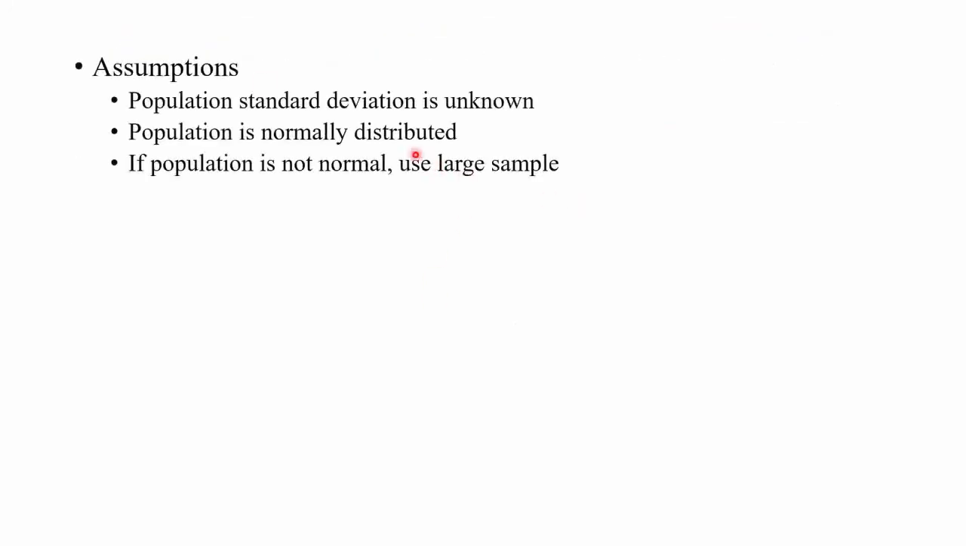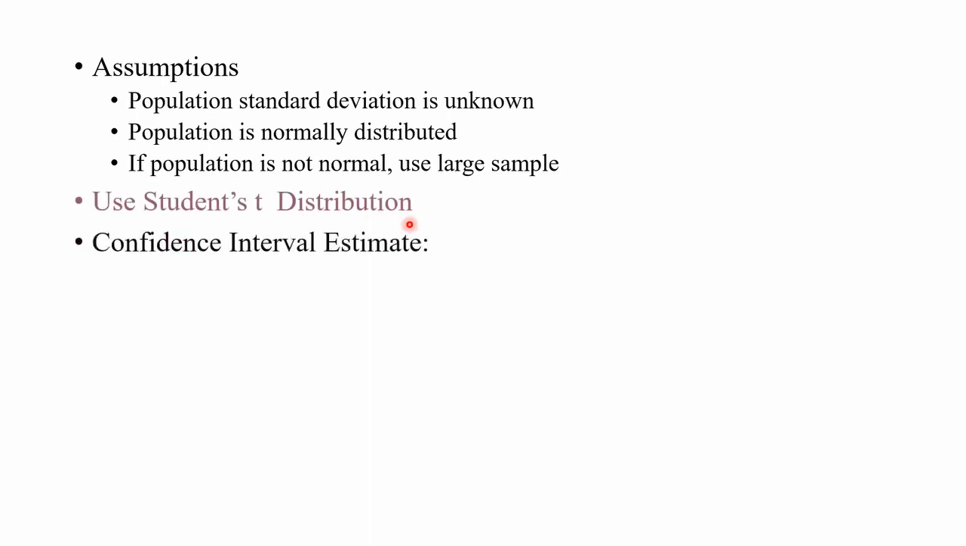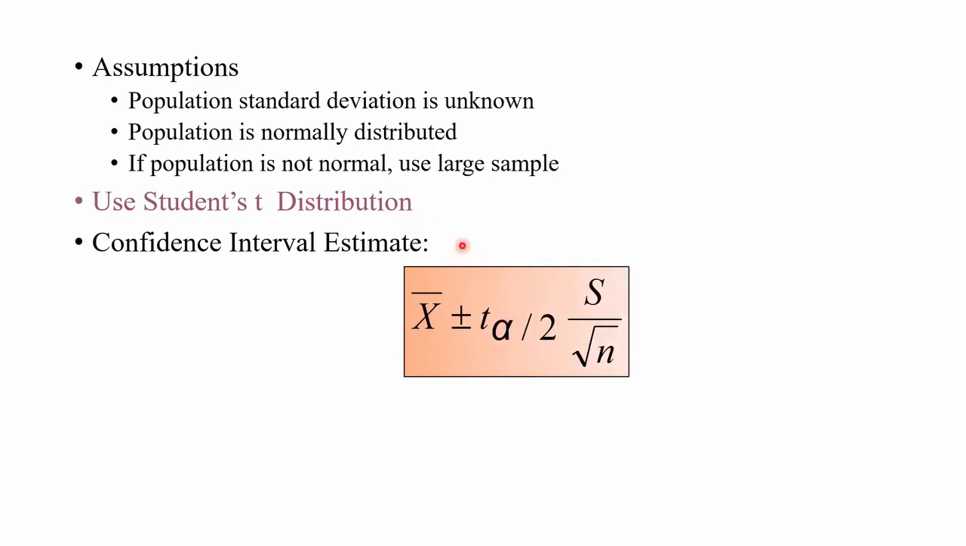So what are the assumptions? Your population standard deviation is unknown. The population is normally distributed. That is very important. And if your population is not normal, you must use a large sample. And you're going to use the student's t distribution, and accordingly, the confidence interval estimate is given by this equation. Now, this is quite analogous to the first equation that we had a look at. The only difference being, here you're considering the t distribution because you don't know your population standard deviation, and since you don't know it, you're using the sample standard deviation.